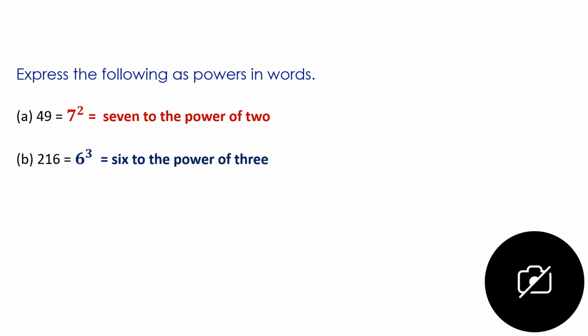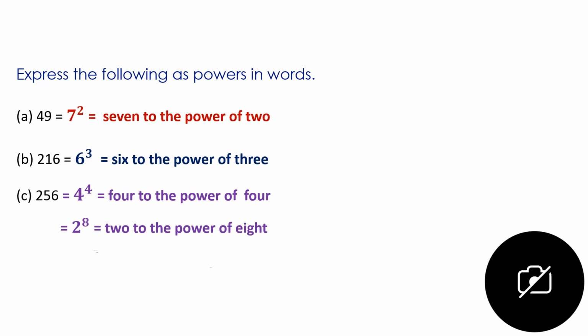Then we have 216. We need to break it down to find out what numbers we can multiply together, meaning the same base number, to get 216. And we found out that it was 6 to the power 3. And then that's how we wrote it in words. 256 is 4 to the power 4. And that's how you write it in words.